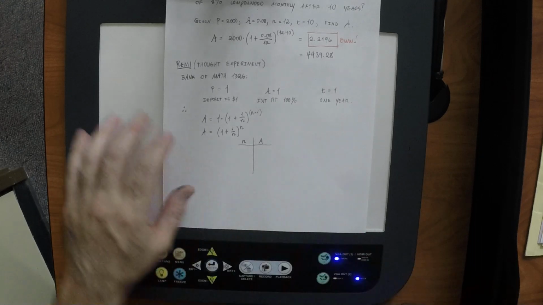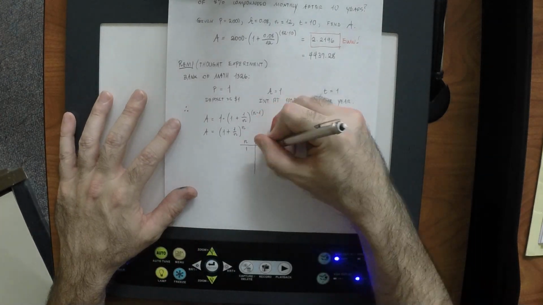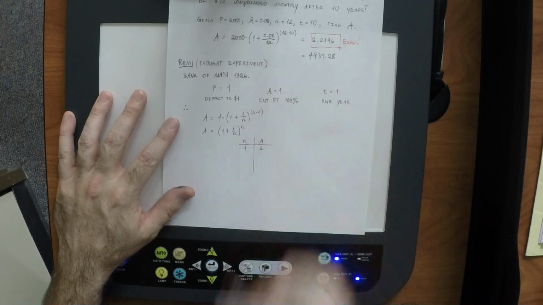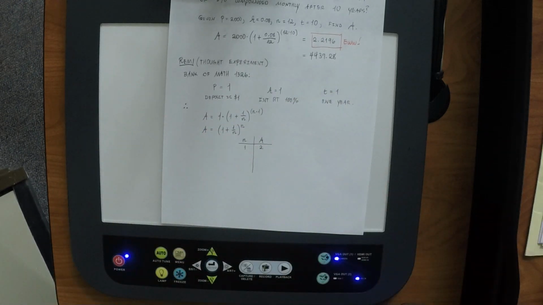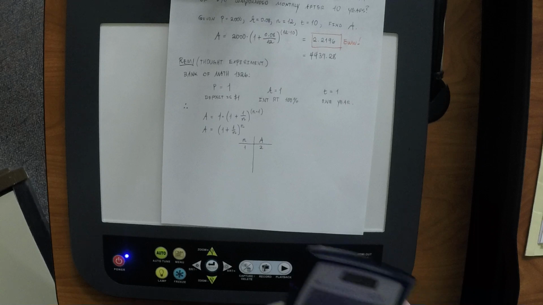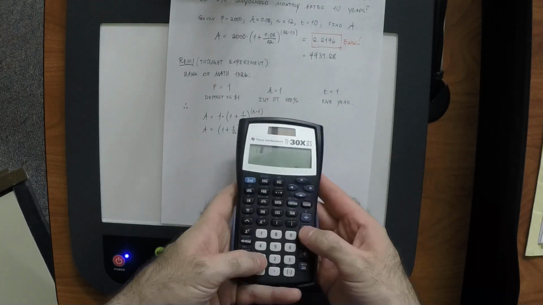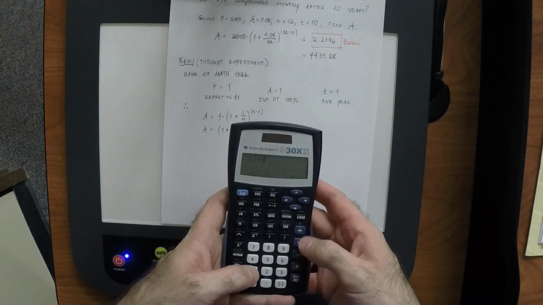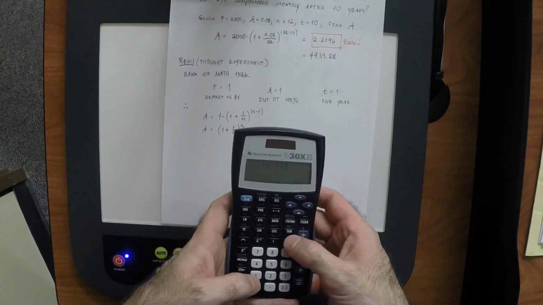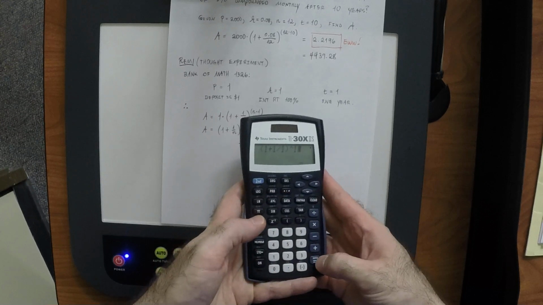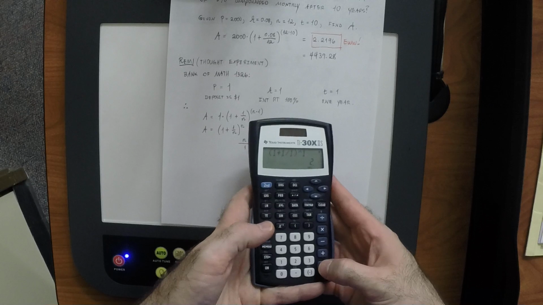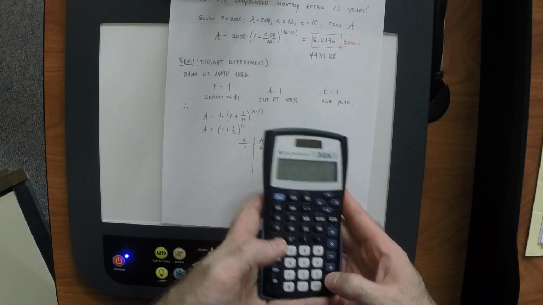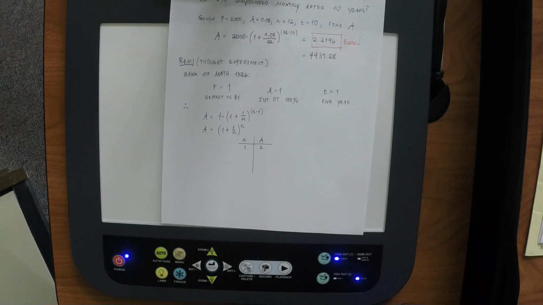So that means that if n is 1, your account balance at the end of the contract should be 2. Let's plug that into the calculator and make sure that's right. So that's 1 plus 1 over 1, raised to exponent 1. 2. All right, good. So what if we do it twice?